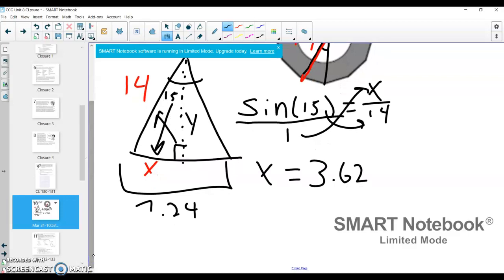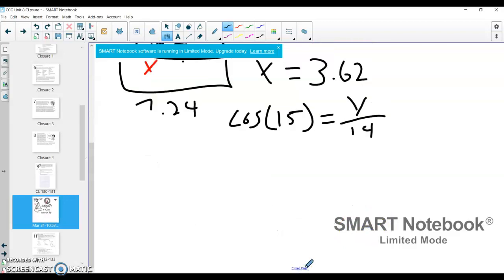Well, the y is between the angle and the 90. That's my adjacent. And I still am using the 14, which is my hypotenuse. And so adjacent hypotenuse tells me it's a cosine problem to find y. And so I get the cosine of 15 equals my adjacent, which is y, over my hypotenuse, which is 14.